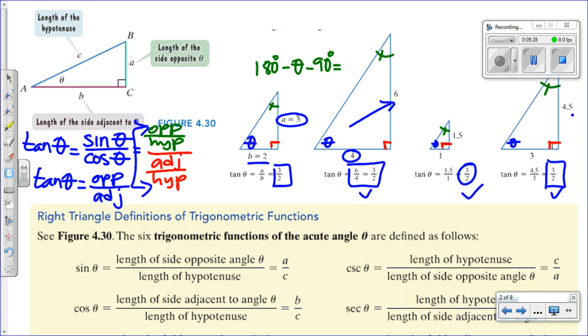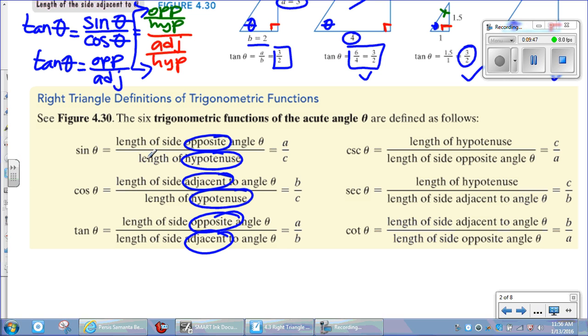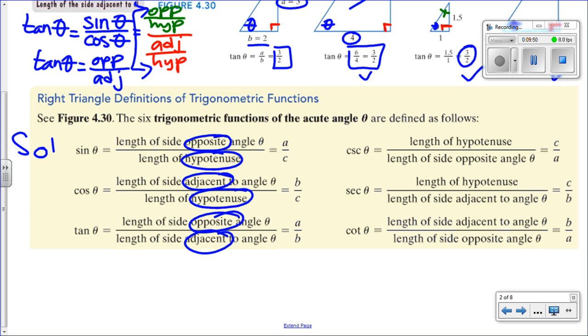All right? So just very quickly here, we have a summary of the 6 trigonometric functions. Sine will be opposite over hypotenuse. Cosine is adjacent over hypotenuse. Tangent is opposite over adjacent. And that is where that famous acronym comes from, right? However, that is not the name. The name is trigonometric functions.